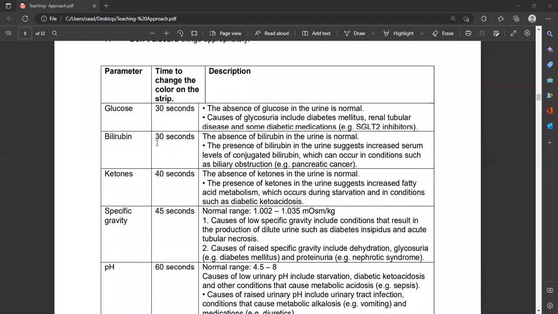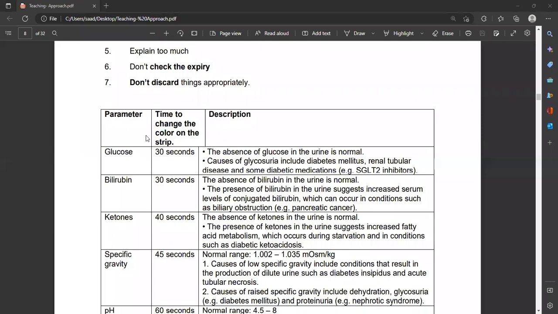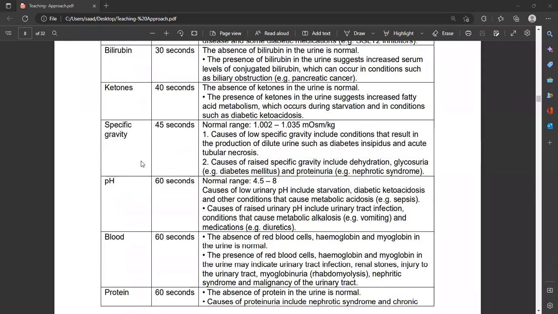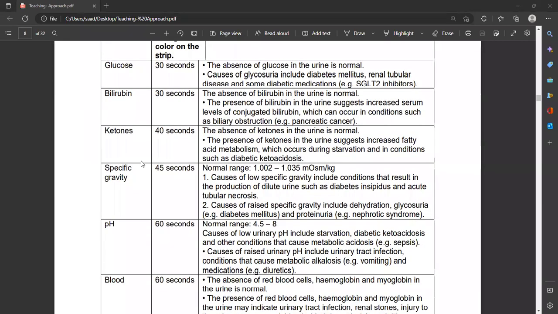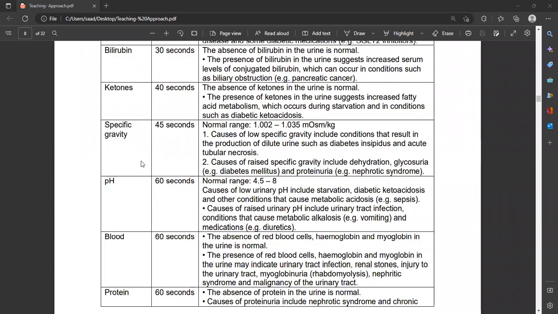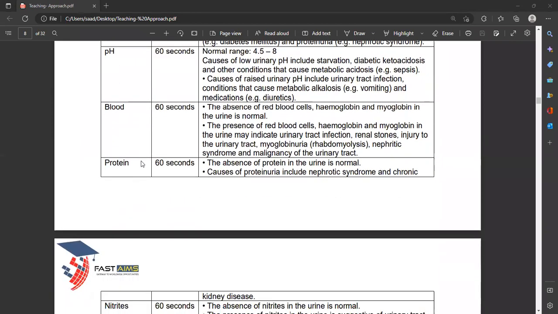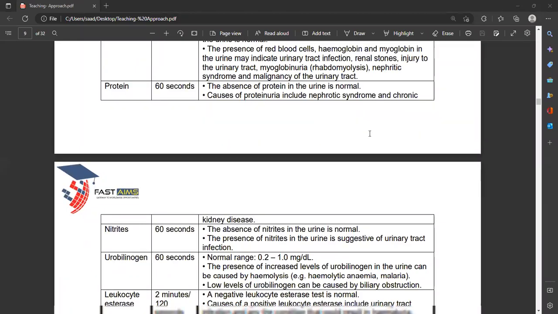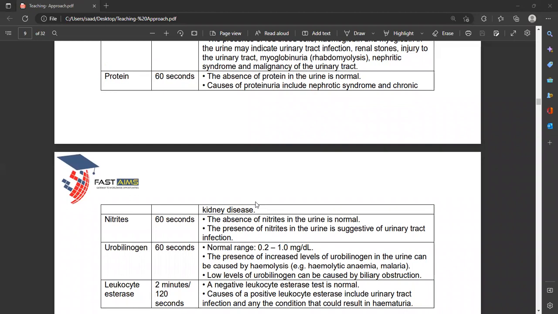There are 10 parameters. I have made a table. You can see that glucose shows up at 30 seconds, with absence or presence of glucose, and similarly bilirubin, ketones, specific gravity. I have presented them in tabulated form so that it is easier for you to read and go through all of them. There's no need to explain all of them. Sometimes they ask a question about proteins: what is the cause of protein, nephrotic syndrome or chronic kidney disease? You can just go through it, and if they ask questions, you can answer them. And remember, there are seconds written.